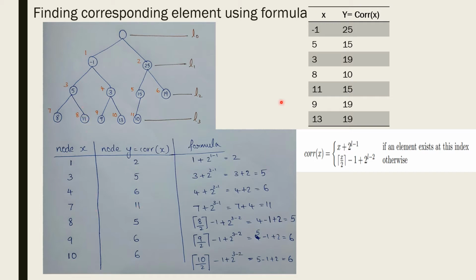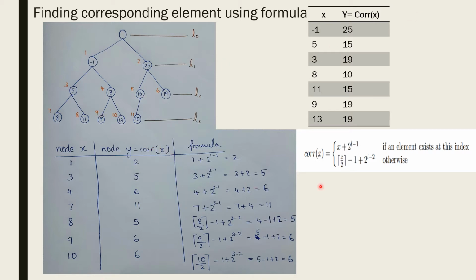Now coming to 11. 11's corresponding element is 15, I've told you. That is, node 8's corresponding element is in node 5. Now 9's corresponding element is 19, and node 9's corresponding element is in node 6. Now node 10. Similarly, node 10's corresponding element is also in node 6. So that is how we found it by seeing.